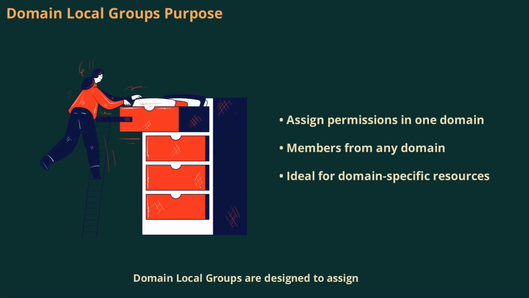Domain local groups are designed to assign permissions to resources within a specific domain. Their membership can include users, computers, and groups from any domain in the forest, as well as from trusted external domains. However, the permissions assigned to a domain local group can only be applied to resources in the domain where the group exists. This makes them ideal for managing access to resources that are domain-specific.